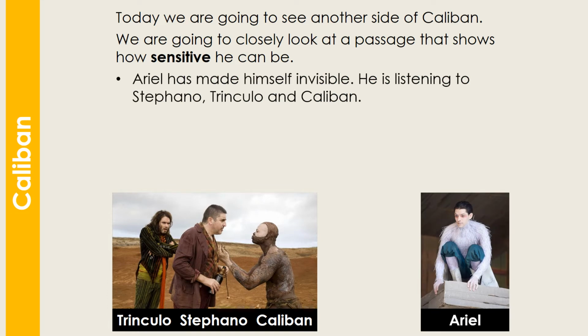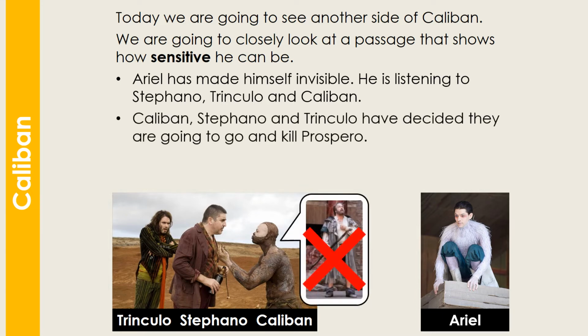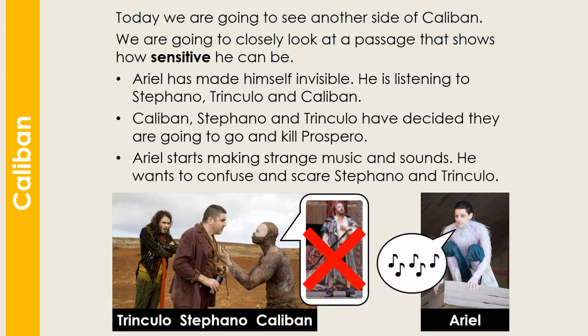A few things to kind of remind you of here. Ariel has made himself invisible. He's listening to Stefano, Trinculo and Caliban. And Caliban, Stefano and Trinculo have decided they are going to go and kill Prospero. So want to kill Miranda's father. Ariel starts making strange music and sounds. He wants to confuse and scare Stefano and Trinculo. Now remember, Ariel is Prospero's kind of servant spirit. So of course Ariel's listening in on what's going to happen to his master.